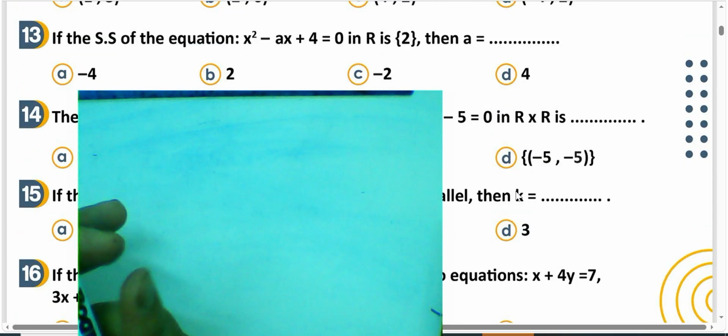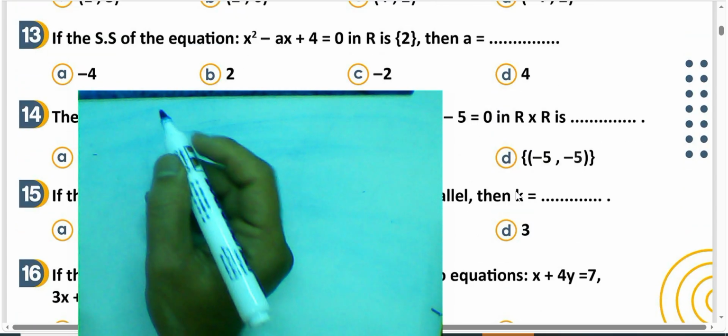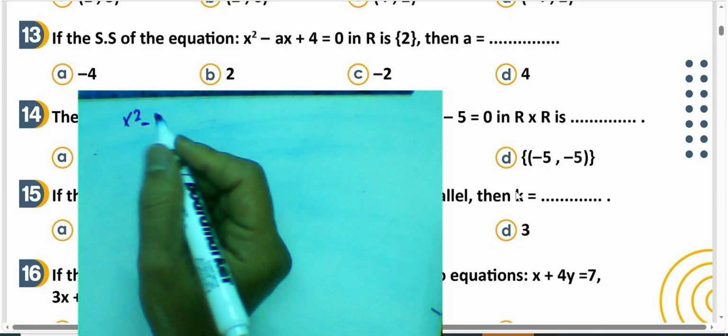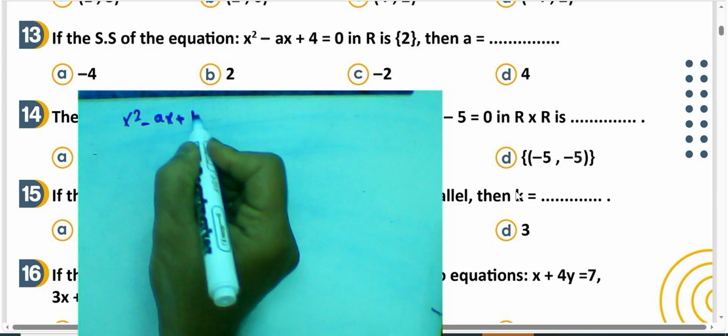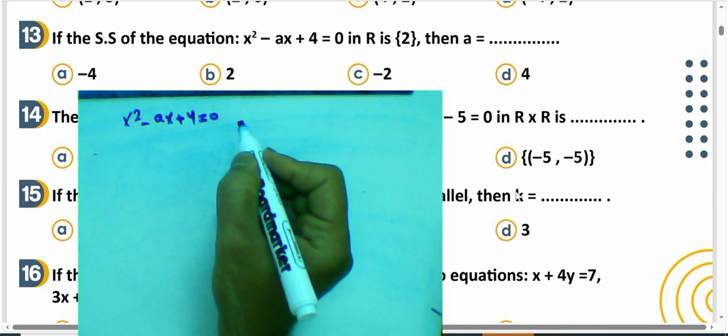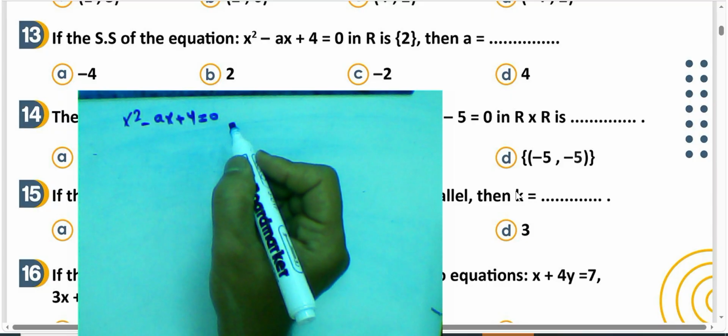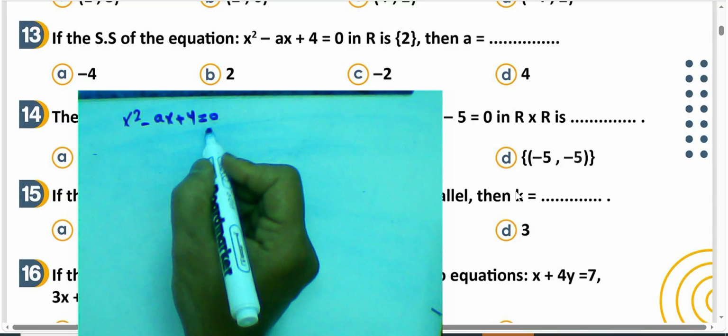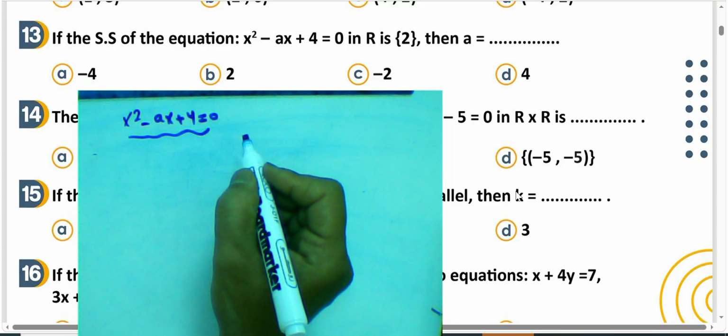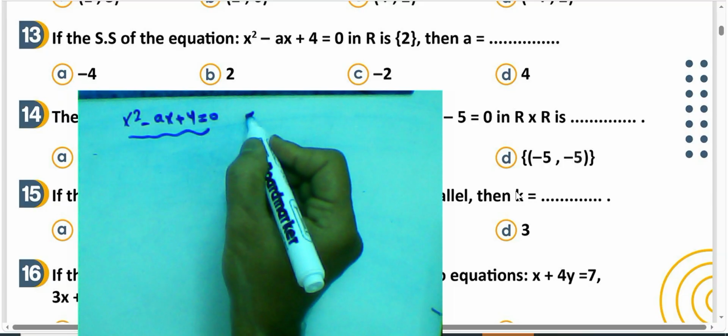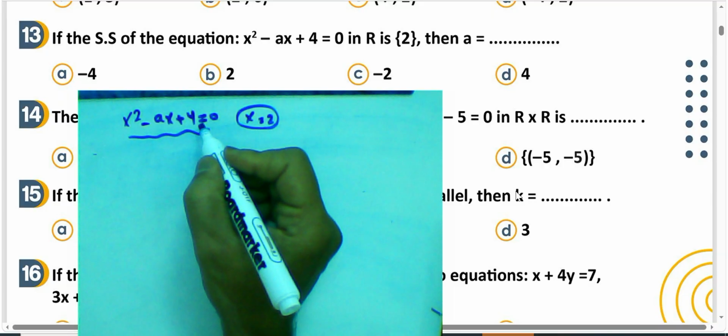The solution set of the equation x² minus ax plus 4 equals 0 is {2}. He gives me that the solution set of this equation is 2. It means the value of x will be 2 in this function to get 0.